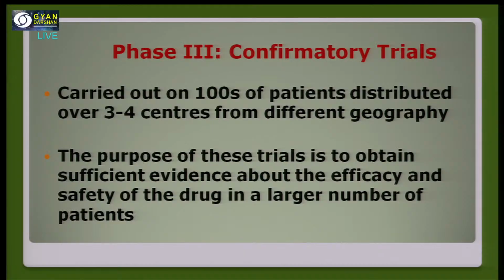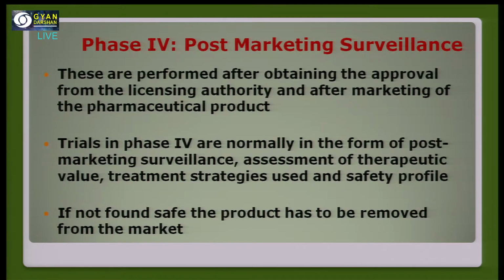In phase 3, which is the confirmatory trial phase, it is carried out on hundreds of patients which are distributed over many centers, from different geography. And the purpose of these trials is to obtain sufficient evidence about the efficacy and safety of the drug in a large number of patients.